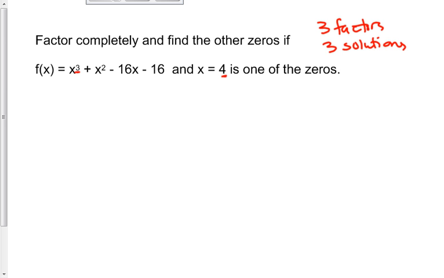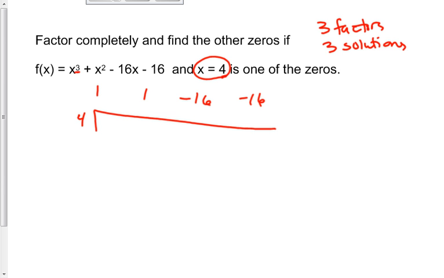Synthetic division will be your method of choice. 1, 1, minus 16, minus 16. And we are dividing by 4. x equals 4 is one of the solutions. Drop the 1, multiply is 4, add 5. Multiply is 20, add is 4. Multiply is 16, add 0. Remember, you have to get 0 as a remainder here. If you don't get 0, then you probably did something wrong, because they're telling us specifically that the number 4 has to work as one of our solutions.